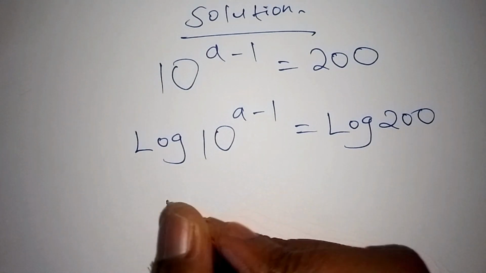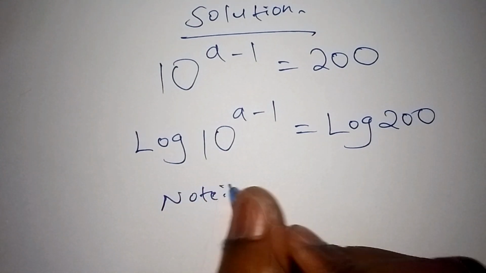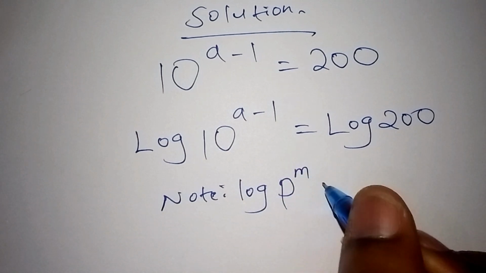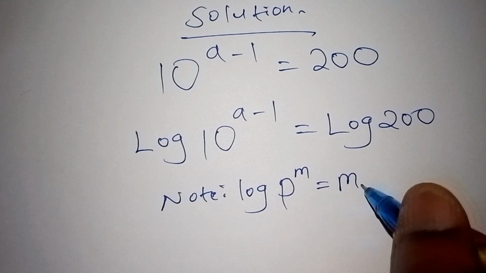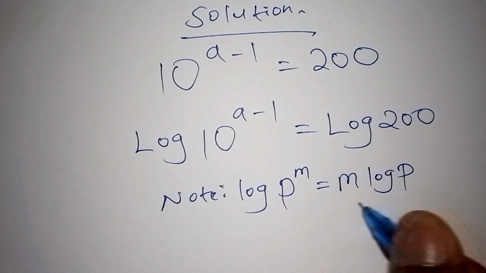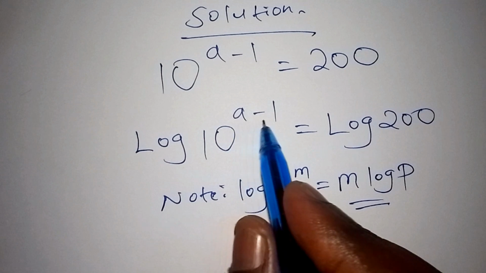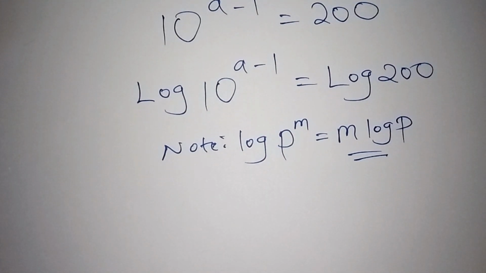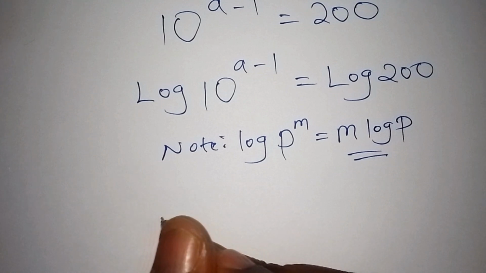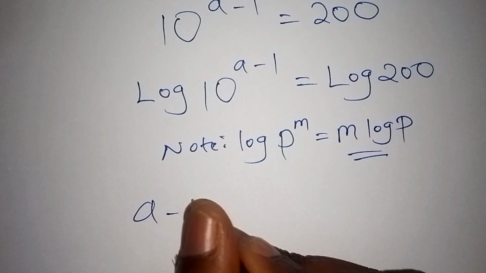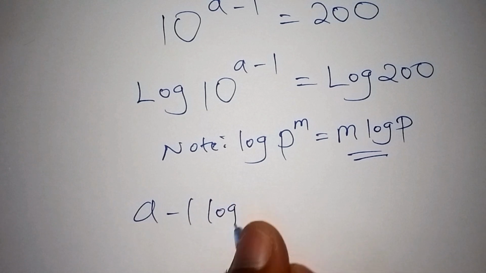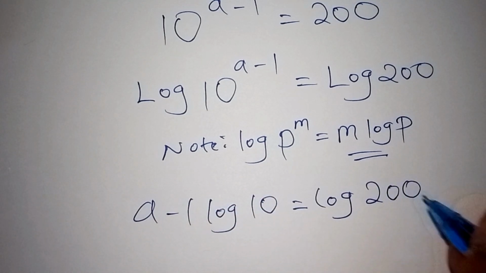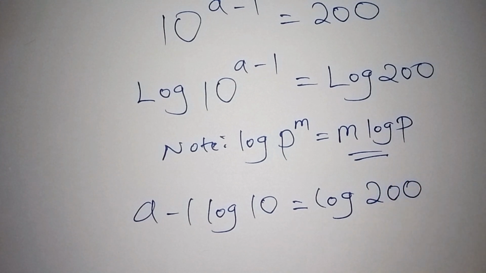So note this, that when we have something like the log of p to the power of m, this one can also be expressed as m log p. So let's express the log of 10 to the power of a minus 1 in the form of m log p. So we shall now have a minus 1 log 10 is equals to the log of 200. So now we have expressed it in the form of m log p.